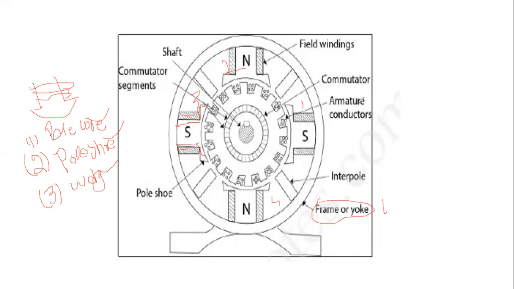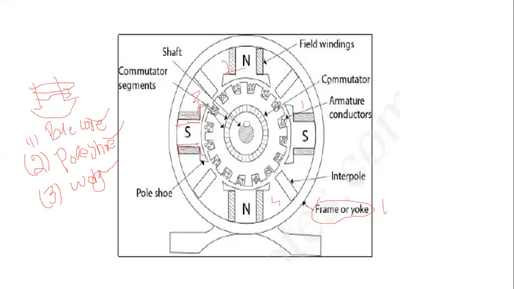Next, coming to the third part, that is the armature. These are the armature conductors. We are having a number of armature conductors, and in those conductors we are having a number of slots and the windings.